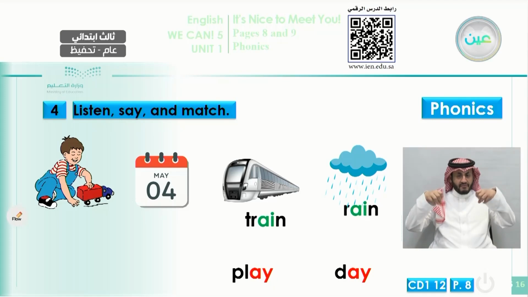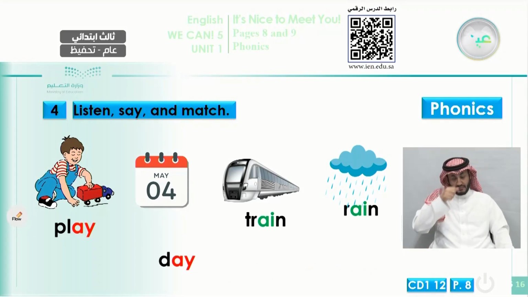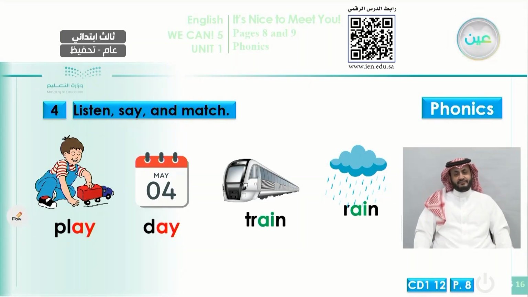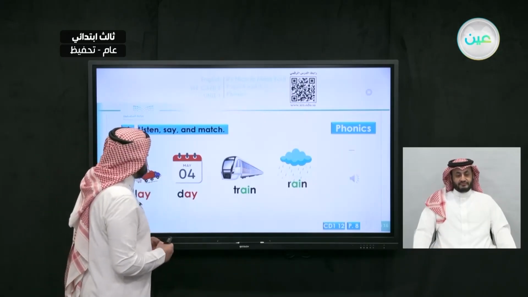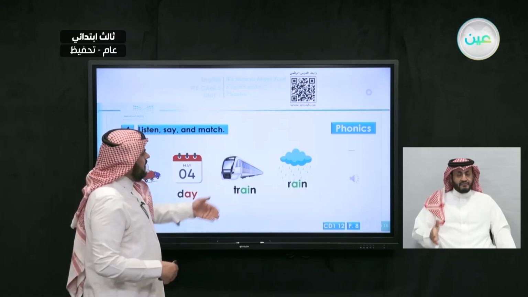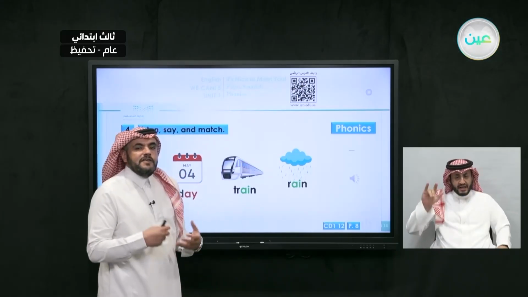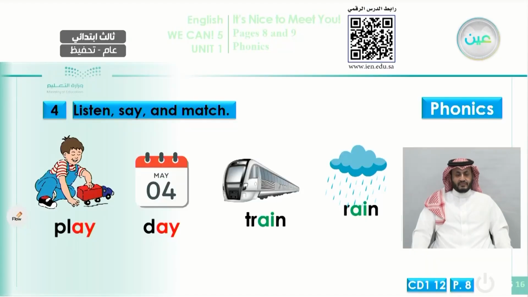This is rain. Which one is indicating that the boy is playing? This one, so play. And here we can use day. Again, the boy here is playing, and this picture indicates that this is the 4th day, 4th of May, as you can see here on the calendar. And here you can see the picture of the train. And the last one indicates the picture of rain. Okay, let's listen to your colleagues reading these sentences or these words.